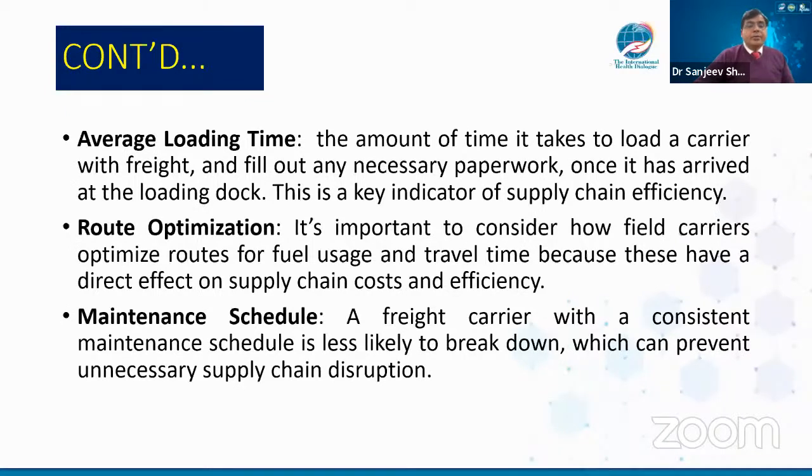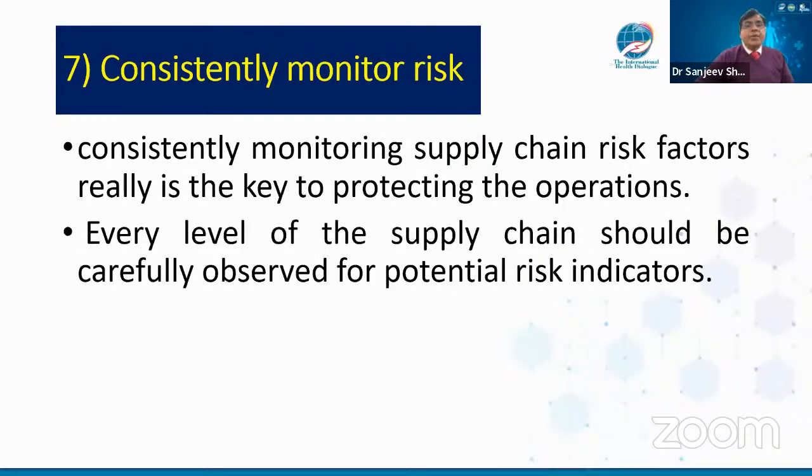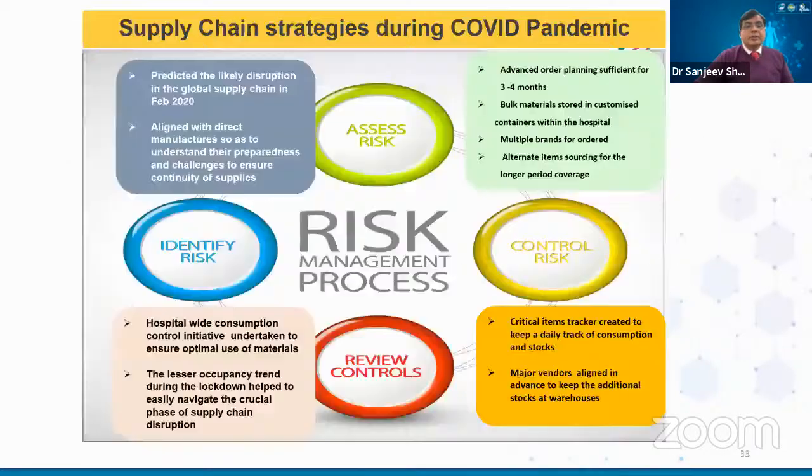And any vendor who keeps a good maintenance schedule for his couriers means the chances of breakdowns will be very, very less. And it's not a one-time risk. We have to consistently monitor our risk in the supply chain. It is not a one-time job, we have to keep on doing this job. These are some of the lessons we have learned during COVID-19 for our supply chain.